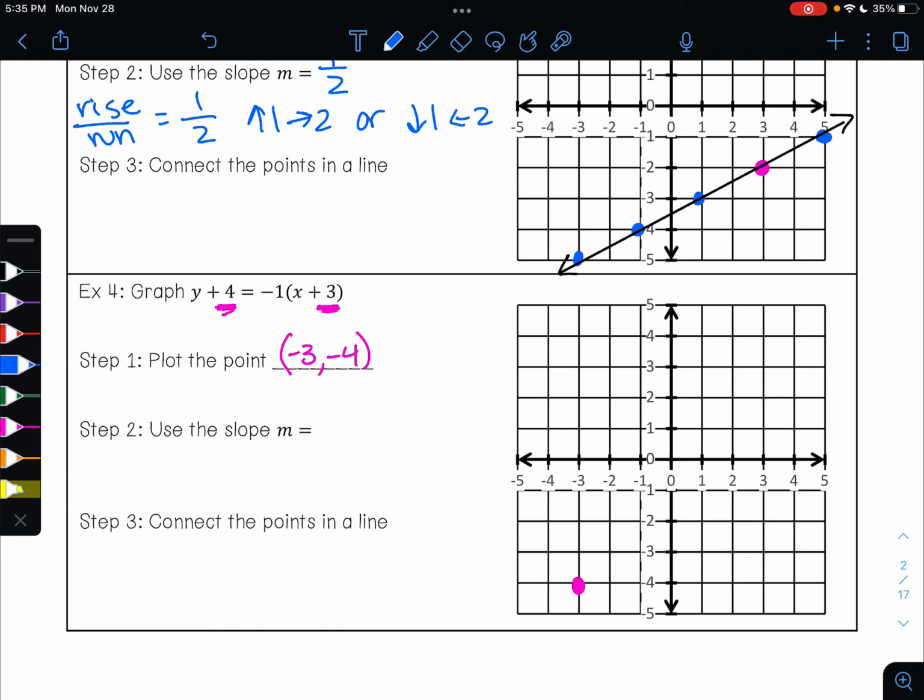Our slope, that's our coefficient in front of our parentheses, is -1. So that means I'm going to go down 1, right 1. I could also go up 1, left 1. Once I have my points, I can connect them in a line. Make sure that you have arrows on either end.